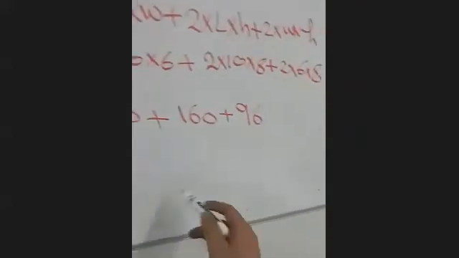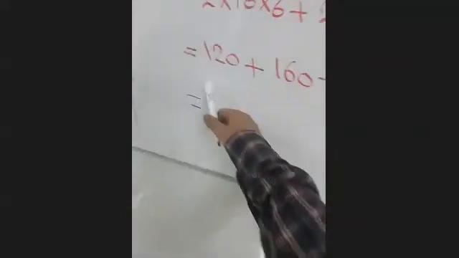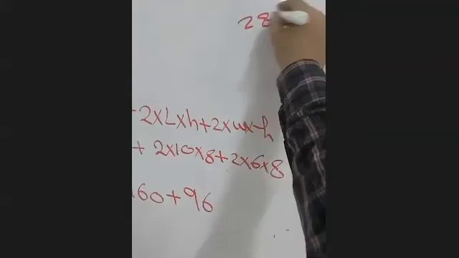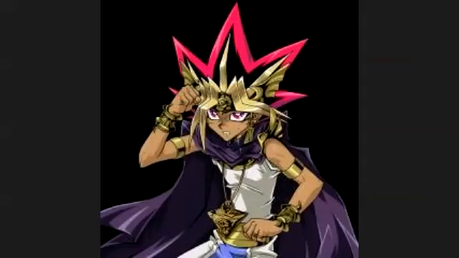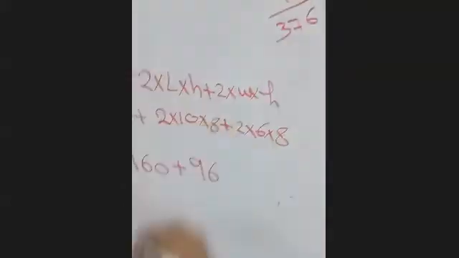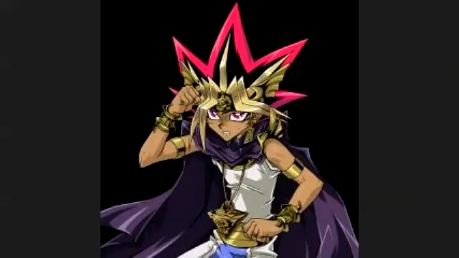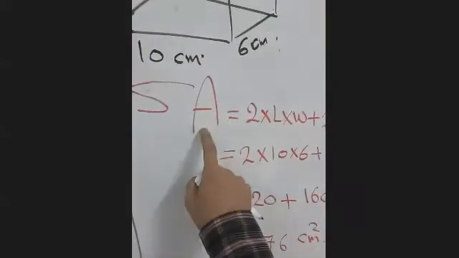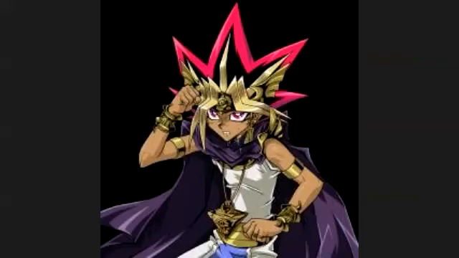Add: 120 plus 160 plus 96. 120 plus 160 is 280, right? Plus 96 is 376. What's the unit? Centimeter squared, because it's surface area.